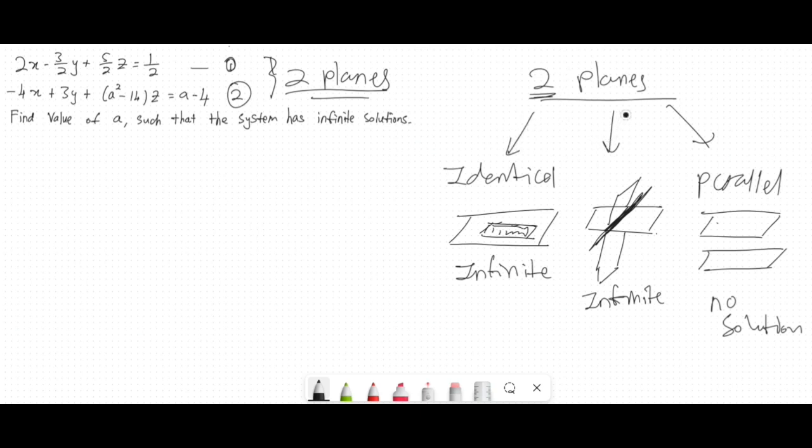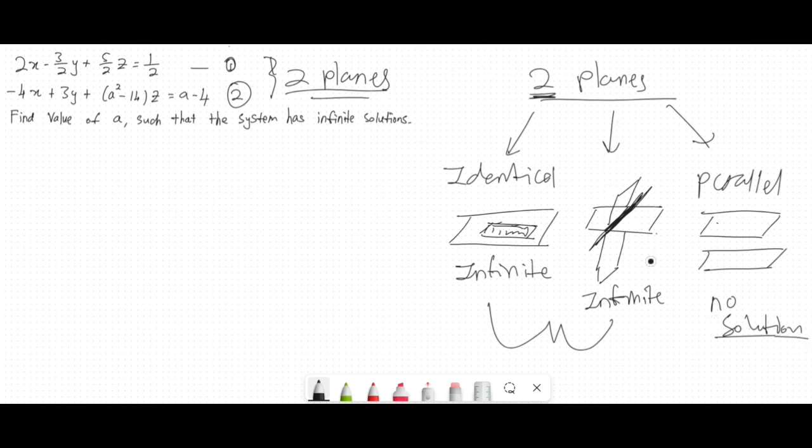If we are talking about three planes, there are more scenarios. But for now, we are just talking about two planes. So these are the three possible solutions and the three possible scenarios. Alright, so they say find the value of A such that the system has infinite solutions. So we've got two scenarios where there are infinite solutions, these two scenarios. And there's one scenario where there are no solutions.